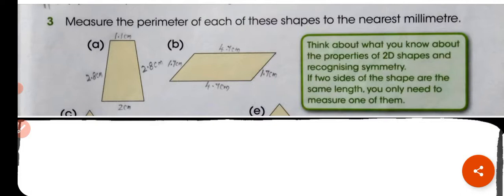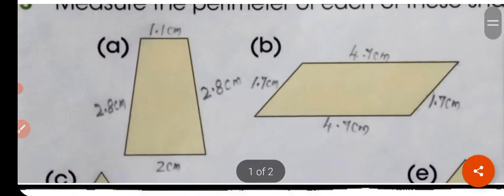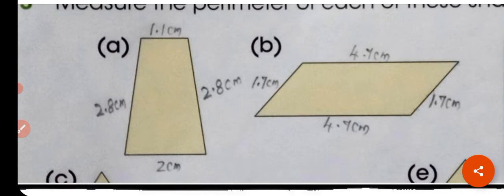Okay. Our question is, measure the perimeter of each of these shapes to the nearest millimeter. This is our first question. First, you use your ruler to measure each length.